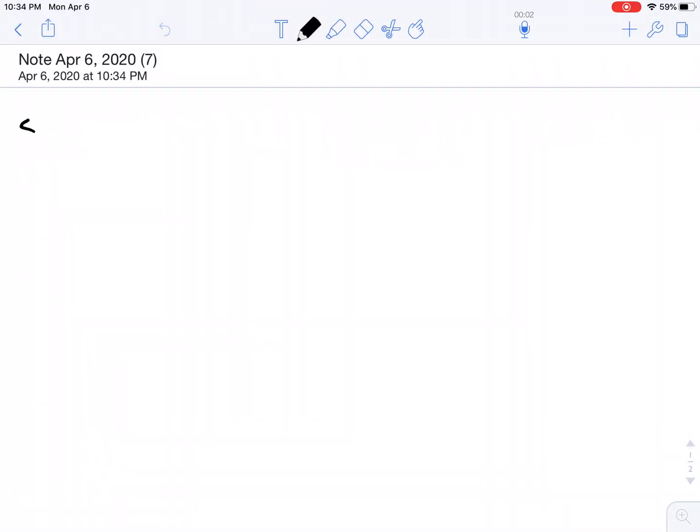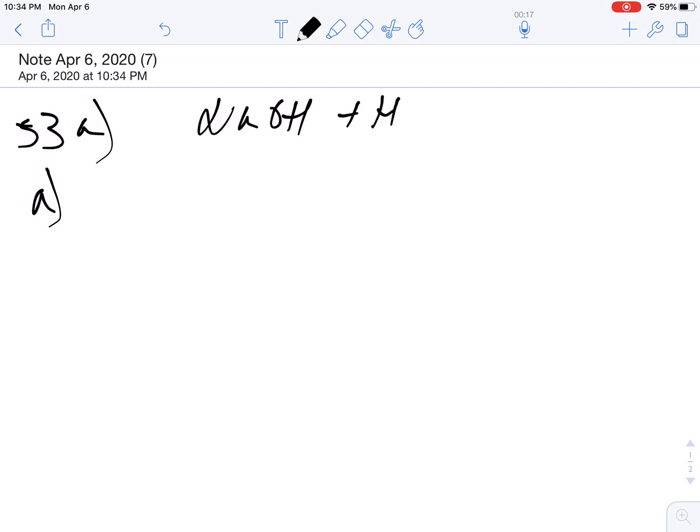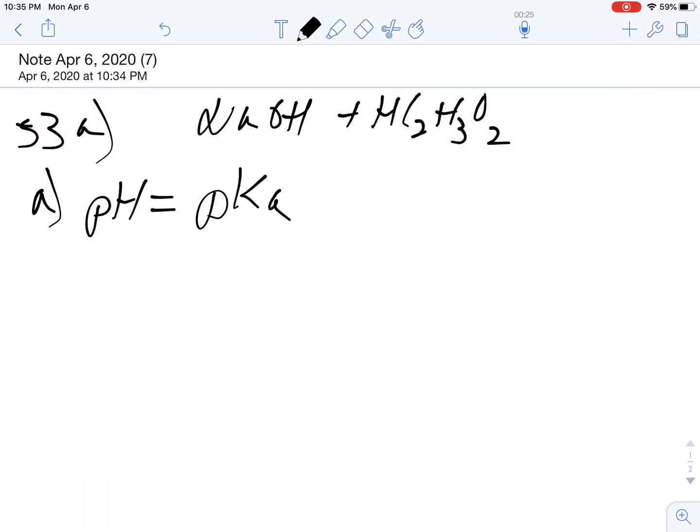So 53A is similar to number 43, except now we're dealing with an acid. Letter A isn't too bad. We're looking at adding a strong base to our weak acid and wondering how much do we have to add in order for the pH to be equal to the pKa. Well, that's a very special point. That's halfway to the equivalence point.